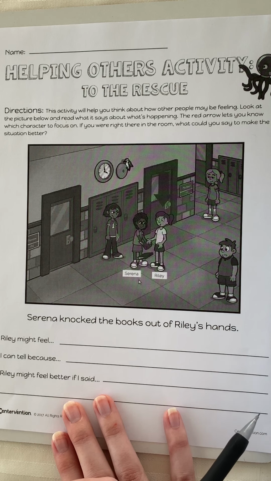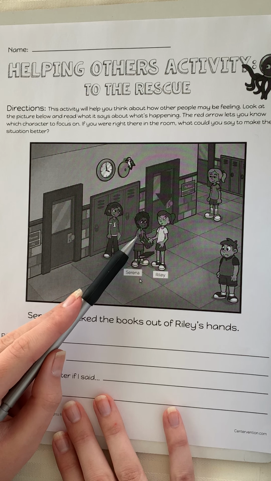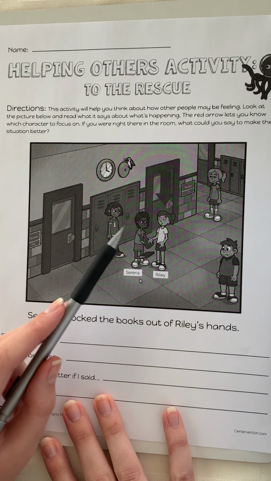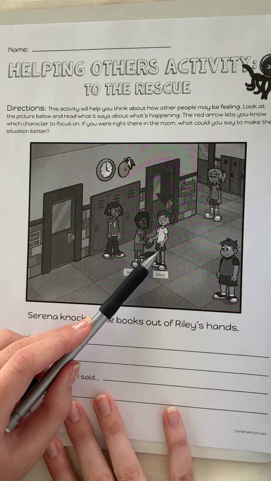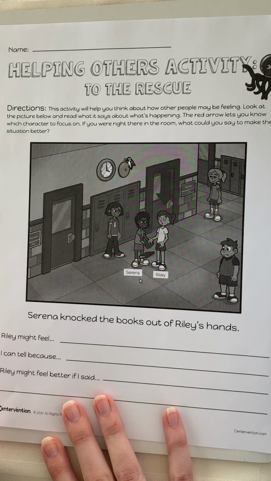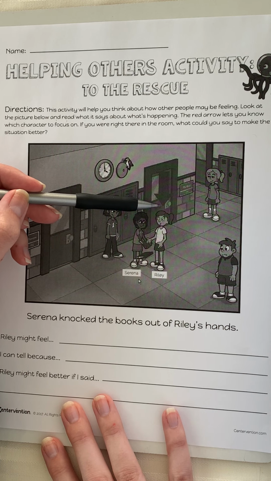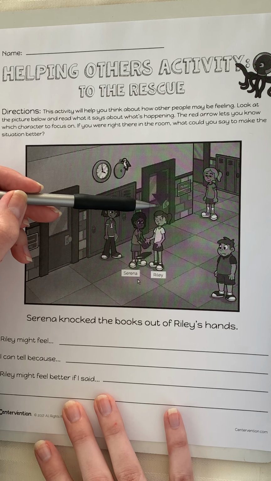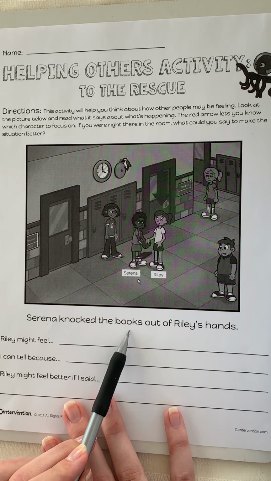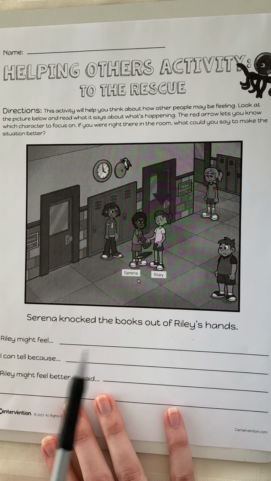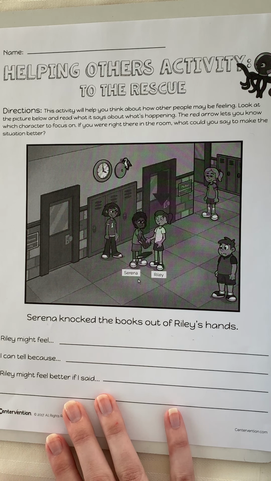In this picture, it looks like a school hallway. We have Serena here, and we have Riley. It looks to me that there are some books that were in Riley's hand that are no longer in her hands. The red arrow is on Riley, so we are going to focus on Riley for the purpose of this. It says Serena knocked the books out of Riley's hand.